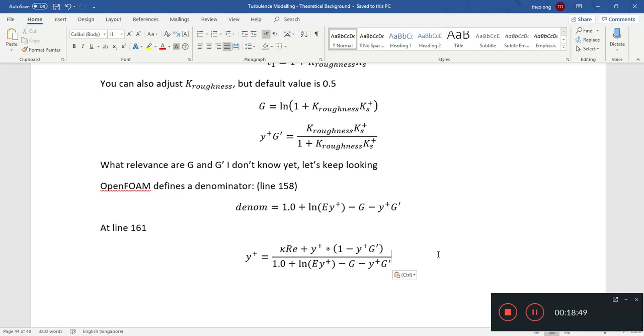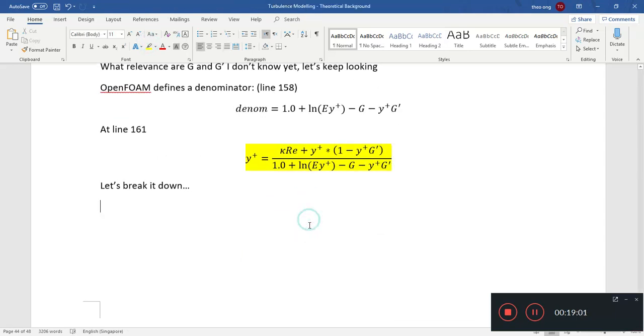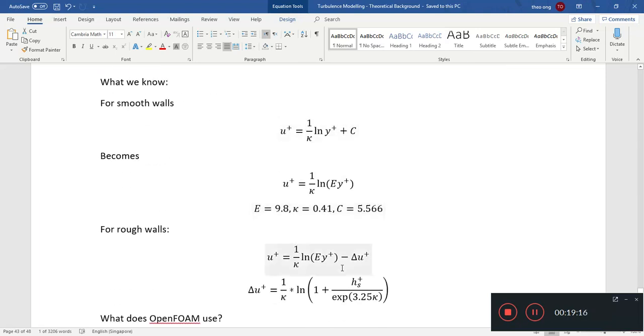Let's break it down. This highlighted form here is actually what OpenFOAM uses. So I'll stop the video here, and in the next video I'm going to discuss more how we can manipulate this to fit a form that we are familiar with, i.e. this form.